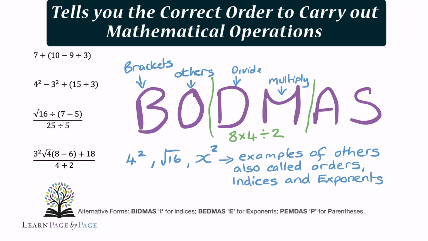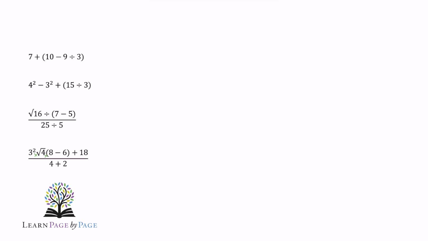And that works exactly the same for add and subtract, which are the last 2 letters. They are just the opposite of each other. So if you get a calculation which is 6 minus 4 plus 2, you do the subtraction first. So you would do 6 take away 4, 2, then plus 2, and you would end up with 4. Now let's work through these examples.